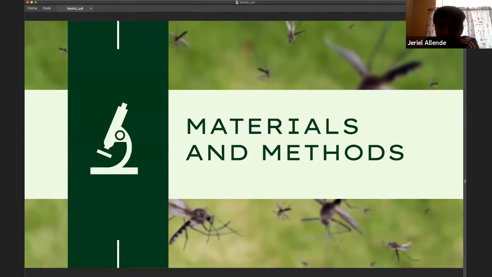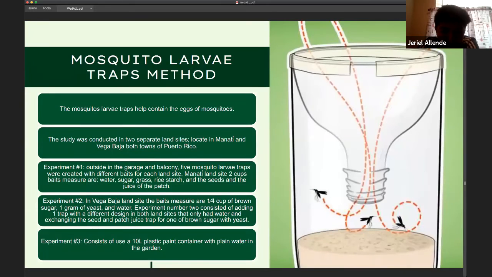All right, so the materials and methods that we used. The first one that we're going to talk about is the mosquito larvae trap method. So the study was conducted in 2 separate land sites located in Manatí and Vega Baja, both towns of Puerto Rico. The first experiment was outside in the garage and balcony. We have 5 mosquito larvae traps recreated with different baits for each land site.